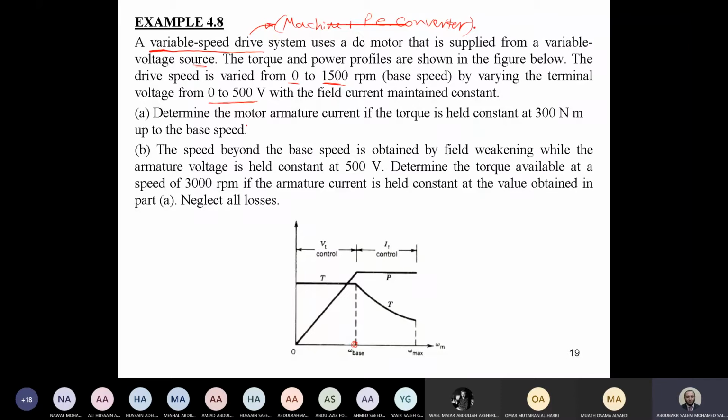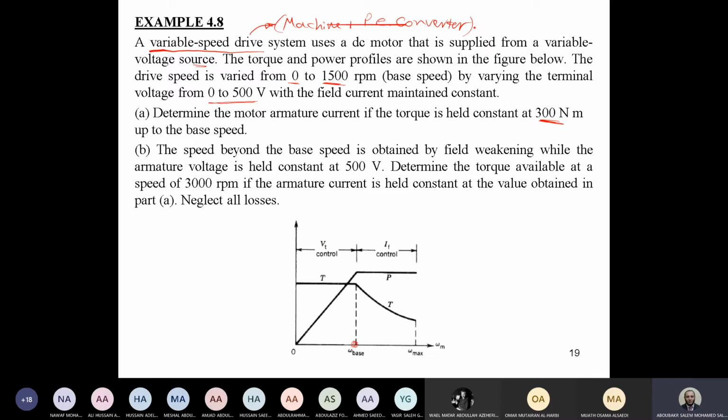What's required in this region? It's required to determine the motor armature current if the torque is held constant at 300 Newton meters, up to the base speed. So we need to fix the motor torque at 300 Newton meter, whatever the value of speed. So this means the power is going to be variable, torque is going to be constant, and in this case we will use voltage control.